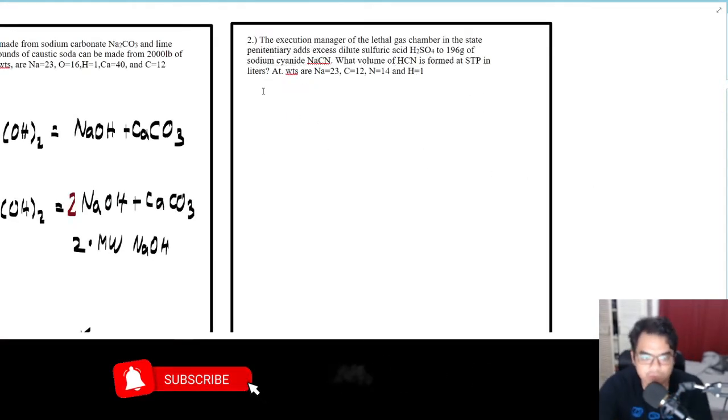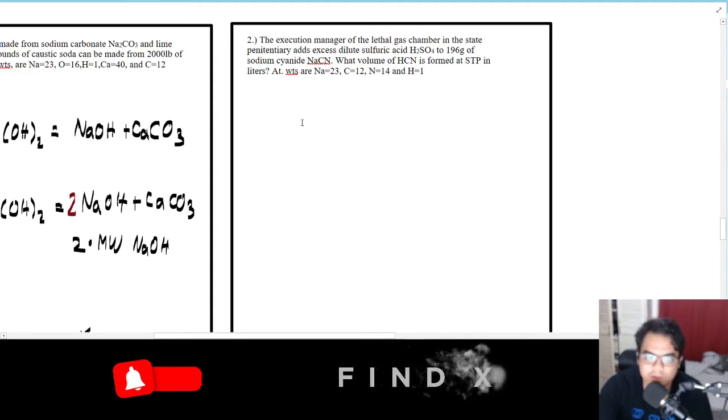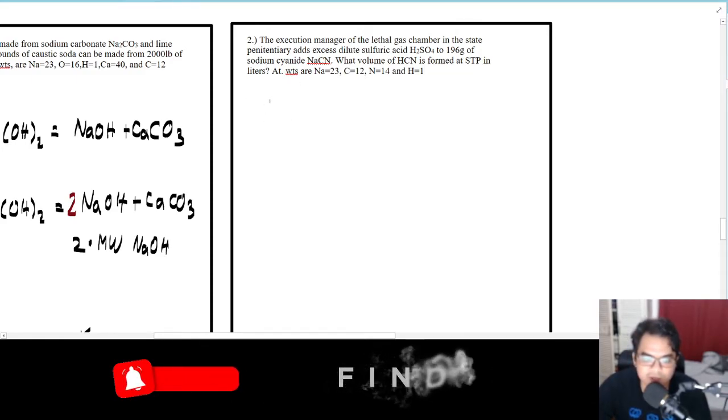Okay, so for number 2, we have the execution manager of the lethal gas chamber in the state penitentiary adds excess dilute sulfuric acid, H2SO4, to 196 grams of sodium cyanide, NaCN. So what volume of HCN is formed at STP in liters? So we are given the atomic weight.